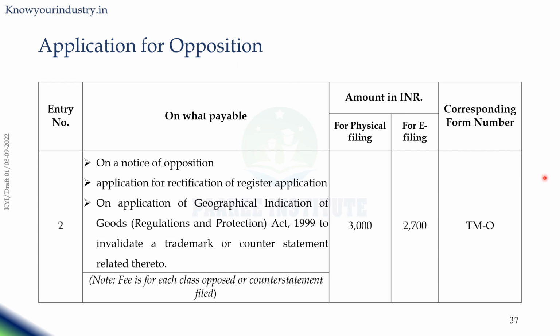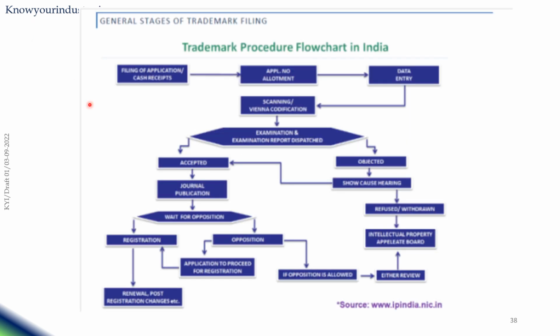Application for opposition shall be made in the form TM-O. The fee structure is 3,000 rupees for physical filing and 2,700 rupees for e-filing. The slide shows the flow chart of the trademark registration procedure in India.